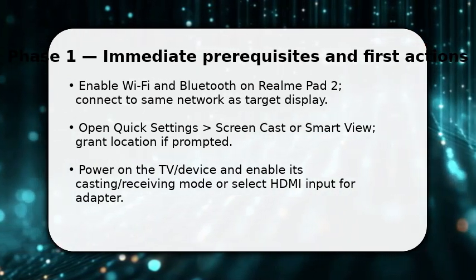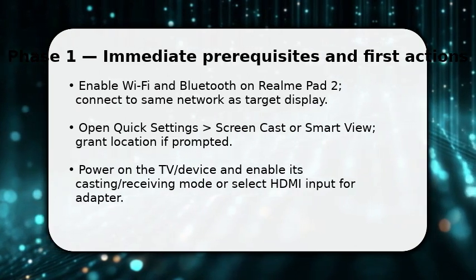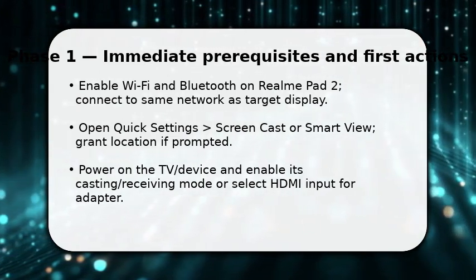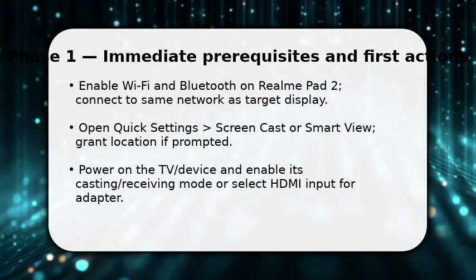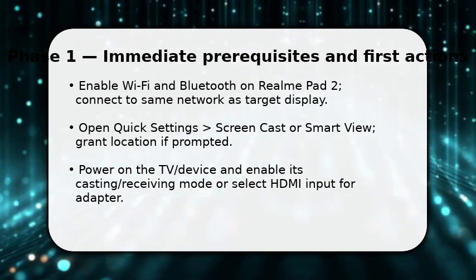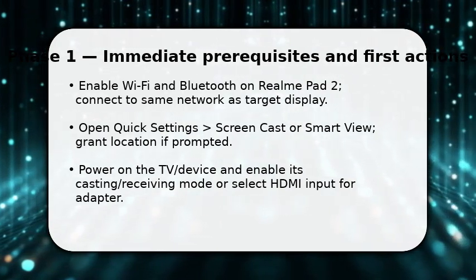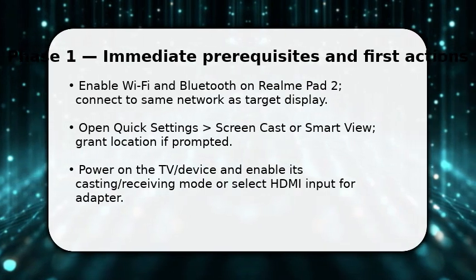Meanwhile, power the target TV or wireless display and put it into casting or receiver mode. If you use an HDMI adapter, set the TV input accordingly. Once done, the tablet will search and list available devices. Don't tap anything yet. Prepare to select the correct device name.